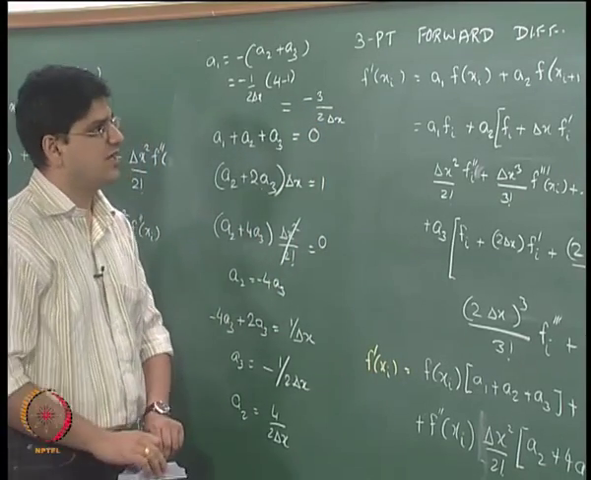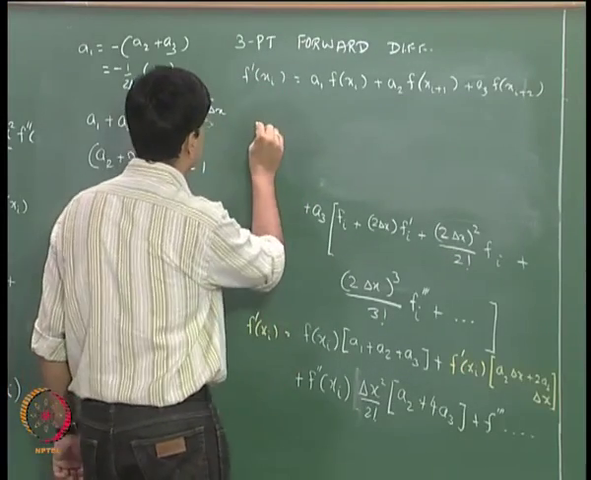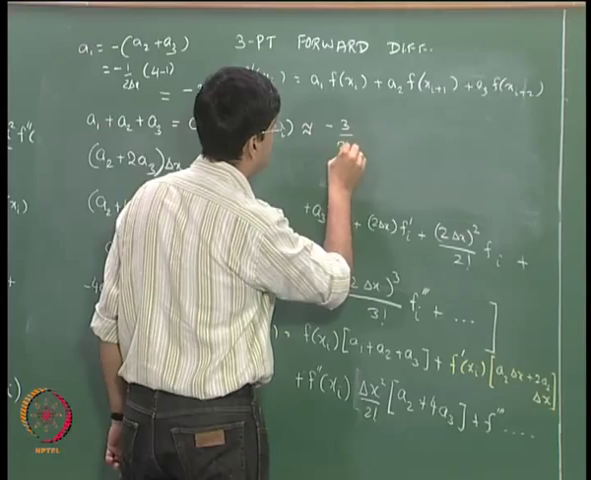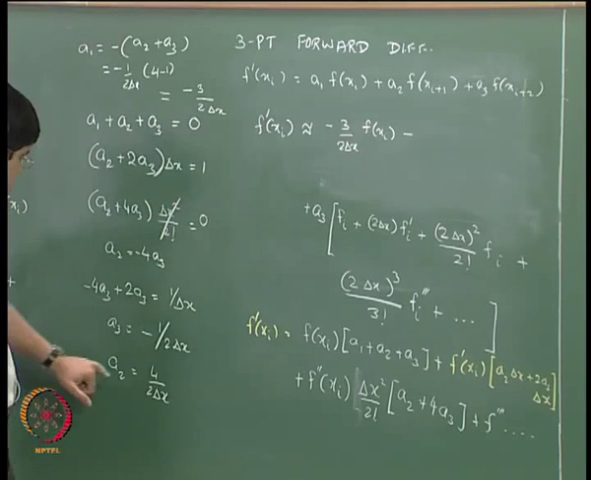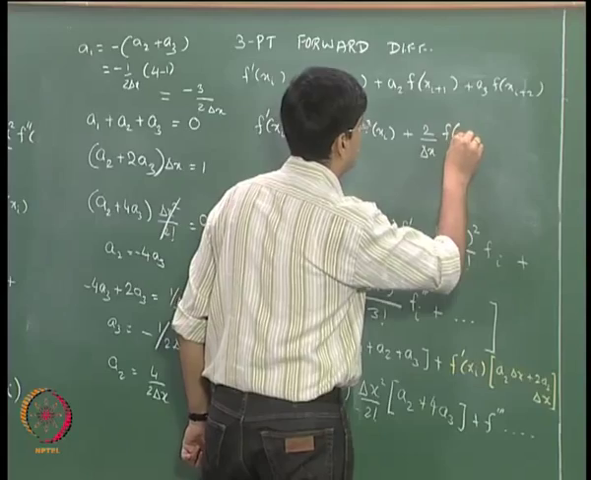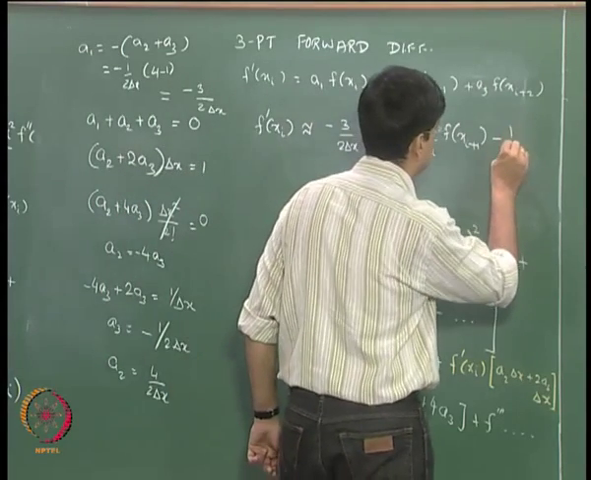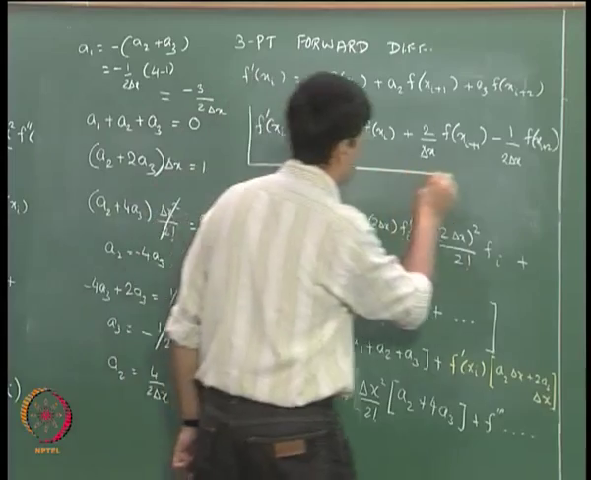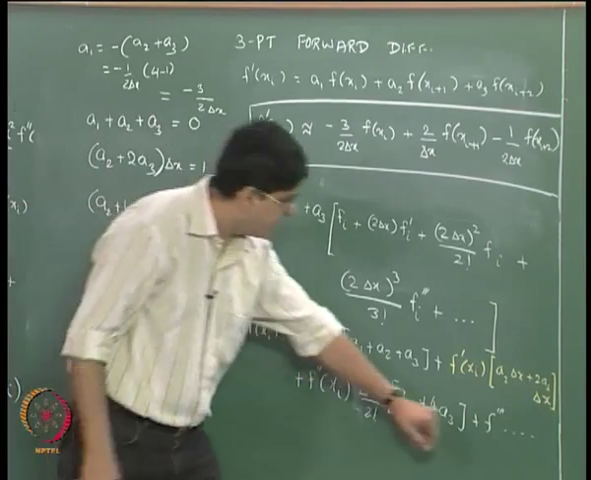Okay. So we substitute these values in this particular expression and the result that we will get for a 3-point forward difference formula is f dash of xi is going to be approximately equal to minus 3 by 2 delta x f of xi, plus 2 divided by delta x f of xi plus 1, minus 1 by 2 delta x f of xi plus 2, okay, and this is our 3-point forward difference formula.